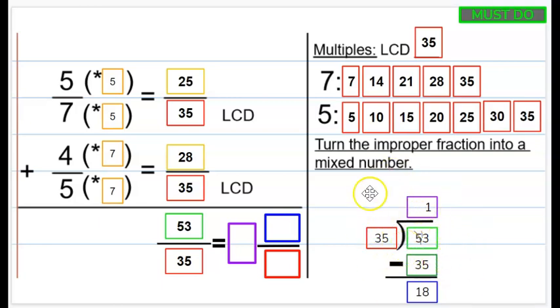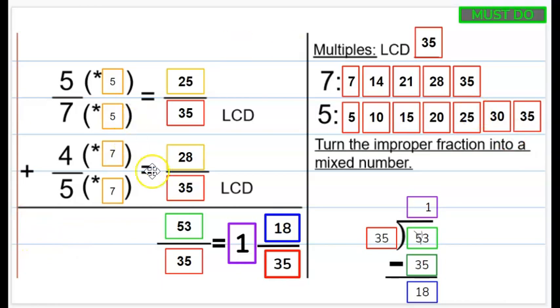But once I have this, I can then write my mixed number. Remember that I made one whole group of 35, so 1 is my whole number. And then I had 18 extra pieces out of my denominator, which stays the same, 35.